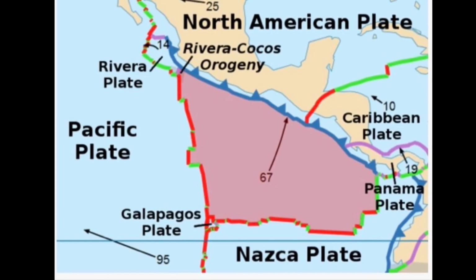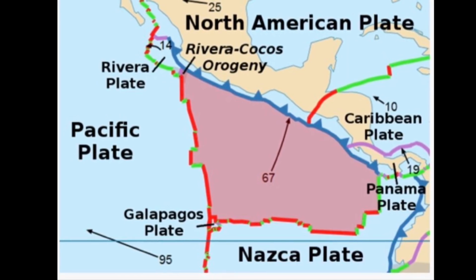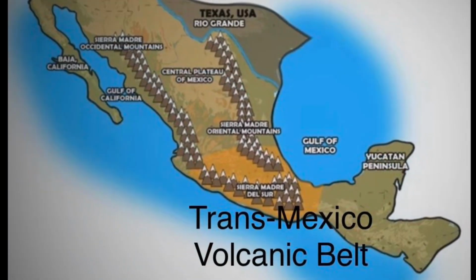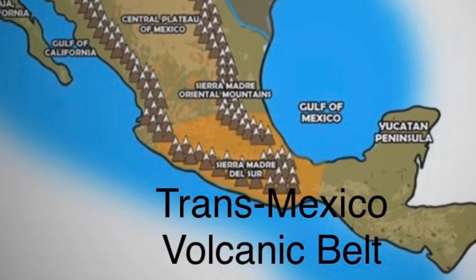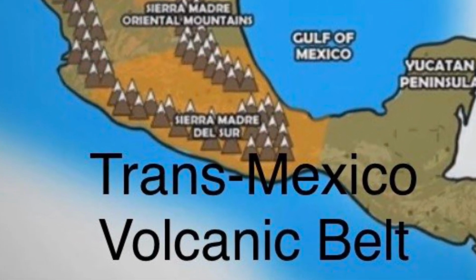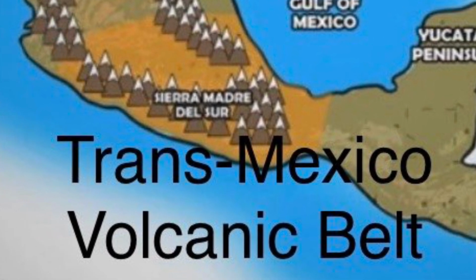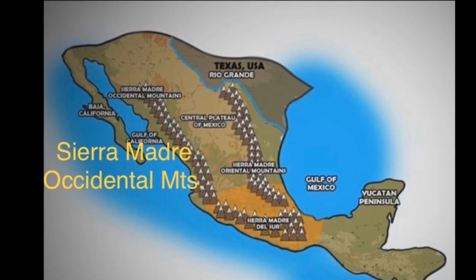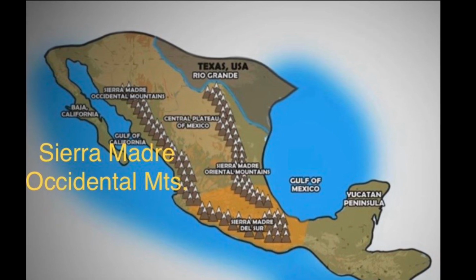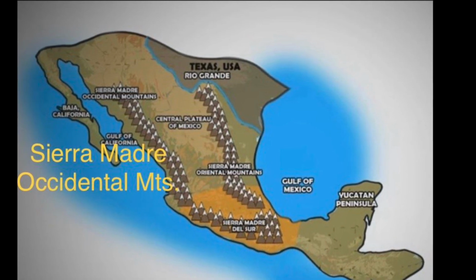So subduction is what's causing the volcanic mountains to form in the Trans-Mexican Volcanic Belt, also called the Sierra del Sur Mountains. But what about further north? The Sierra Madre Occidental Mountains also have lots of active volcanoes, so what's going on there?